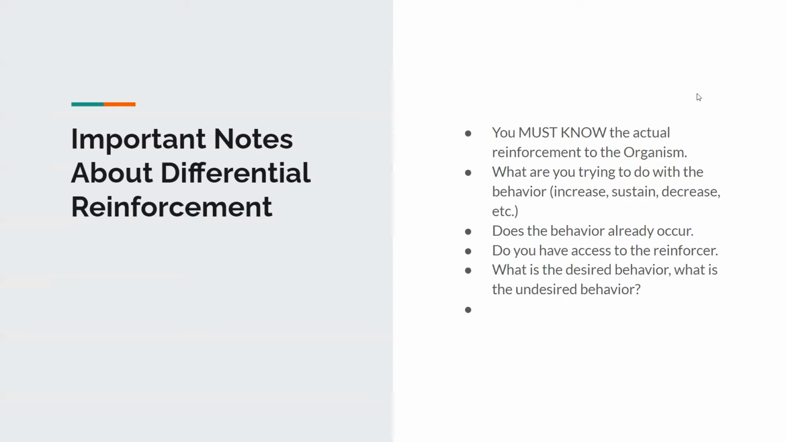You have to know does the behavior that you're trying to get already occur, because in some cases, it can be a behavior that is foreign to the organism. And you have to know if you have access to the reinforcer and what is the desired behavior and what is the undesired behavior. And then you can go on and do your DRAs, DRIs, DRLs, DROs, and all that jazz.